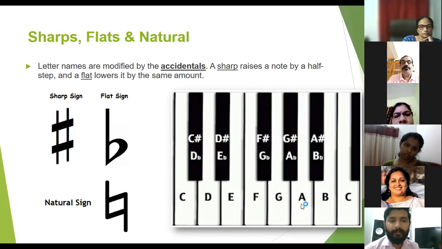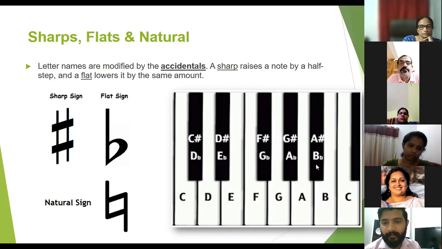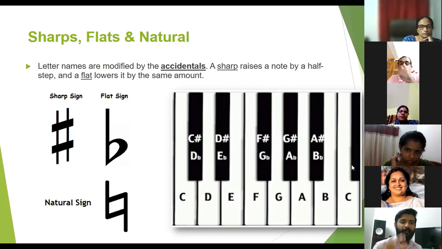It doesn't have anything to do with other concepts. So A sharp or B flat, then B, then C, then C sharp or D flat. It goes like that. So every black key has got two names now, isn't it?